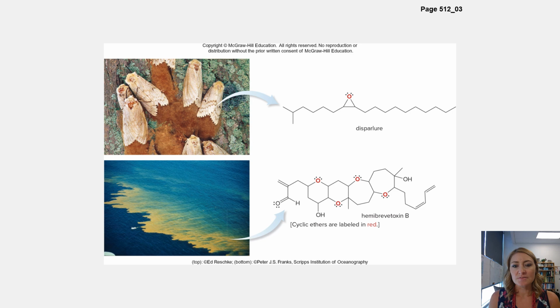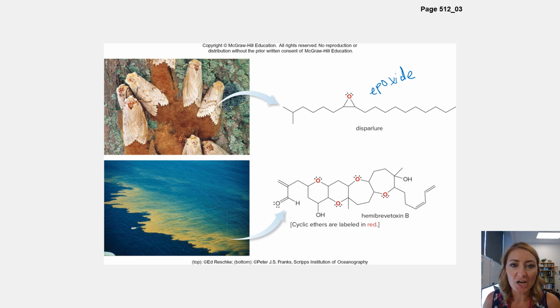All right, so here on this top image, we're seeing the molecule called disparlure. It is a ring ether, so we would call this an epoxide. You don't need to know that, that's just what it's called. This is a sex pheromone for the female gypsy moth, not that exciting. What is kind of concerning is that molecule down below.